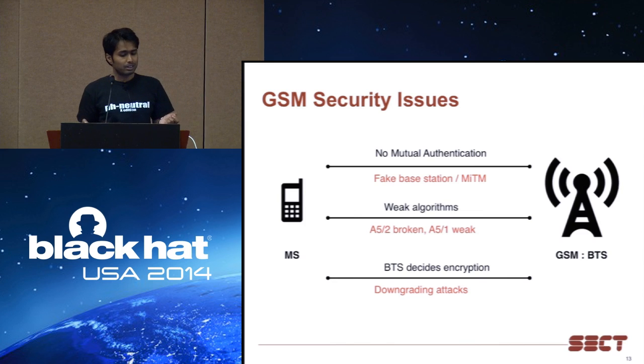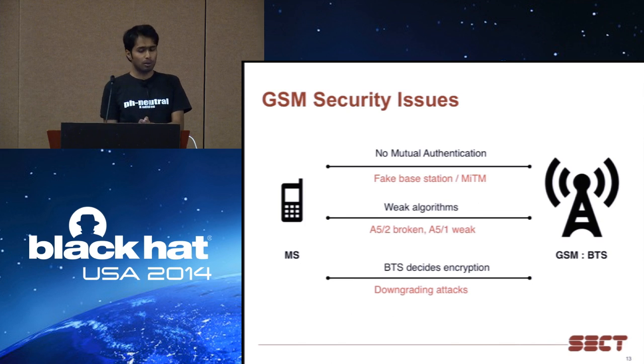So we know in GSM, you have a mobile phone and a base station. Forget about the back-end part. So what happens over there? What are the problems we know? First, there is no mutual authentication between the two entities. We know that. So fake base station or man-in-the-middle attacks are possible. Known fact. I'm not telling something new here, just giving a brief introduction.